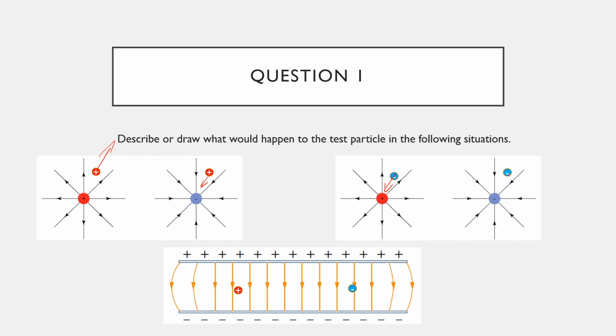Next picture, negative test charge in a negative field. Well, both are negative, so it's going to get repelled. It's going to go off that way. Cool.